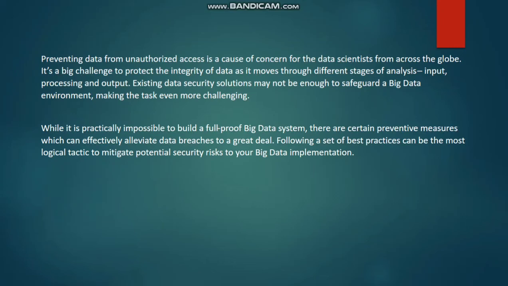Existing data security solutions may not be enough to safeguard a big data environment, making the task even more challenging. While it is practically impossible to build a foolproof big data system, there are certain preventive measures which can effectively alleviate data breaches to a great deal. Following a set of best practices can be the most logical tactic to mitigate potential security risks to your big data implementation.